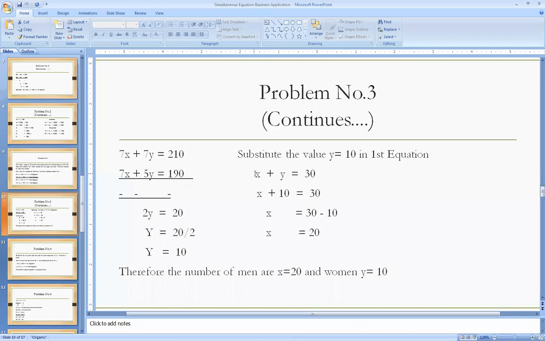Again we need to substitute the value of y in any one of the equations to calculate how many men there are. The equation 1 we are using here is x plus y equals 30. x plus the value of y, which we already calculated as 10, equals 30. Therefore, retaining x, the unknown variable we are going to calculate, x equals 30, and the plus 10 becomes minus, therefore the value of x is 20. So this is how to calculate the number of men and women. We calculated that the men, assumed as x, are 20, and the women, assumed as y, are 10.